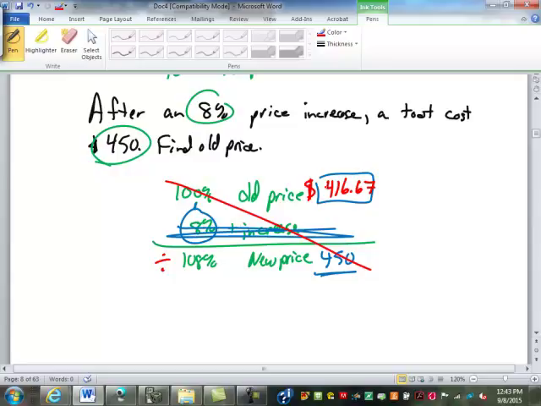So you've got to remember what the 100% is. If I set this up as 8%, and I put 450 down here, you notice 450 does not represent 100%. 100% is the old price, not the new price. The 100 always represents the initial amount, the starting amount, or the whole thing before any changes.